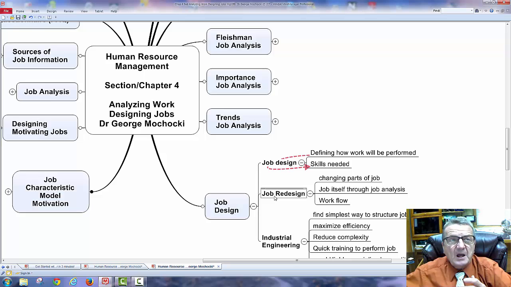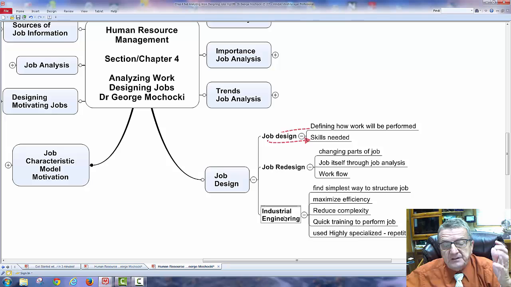Now, sometimes the job changes or the technology changes, so now I have to, what we call, redesign the job. HR is involved in this. Remember, HR, your whole thing is keeping the workforce I have and helping them learn. That's how you become a learning organization, through job analysis. Industrial engineering, find the simplest way to structure, maximize the efficiency. You look at the scientific method.